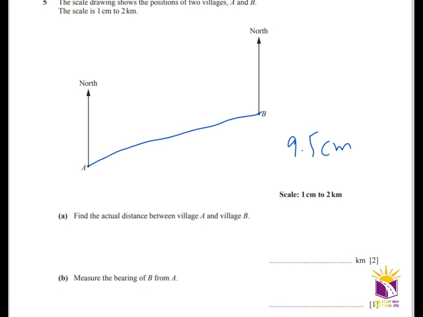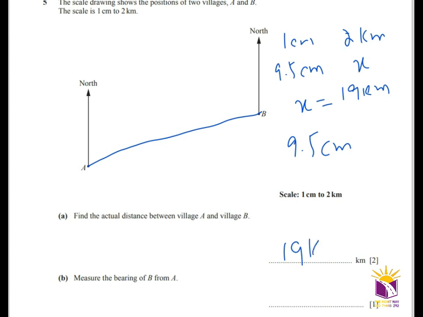Now you are going to convert this 9.5 centimeter into kilometer, because the actual distance is in kilometer, but on the paper it is 9.5 centimeter. So I know 1 centimeter is equal to 2 kilometer. So 9.5 centimeter will be x kilometer, and the value of x will be 2 multiplied by 9.5, which will be equal to 19 kilometer. So your answer will be 19 kilometer.